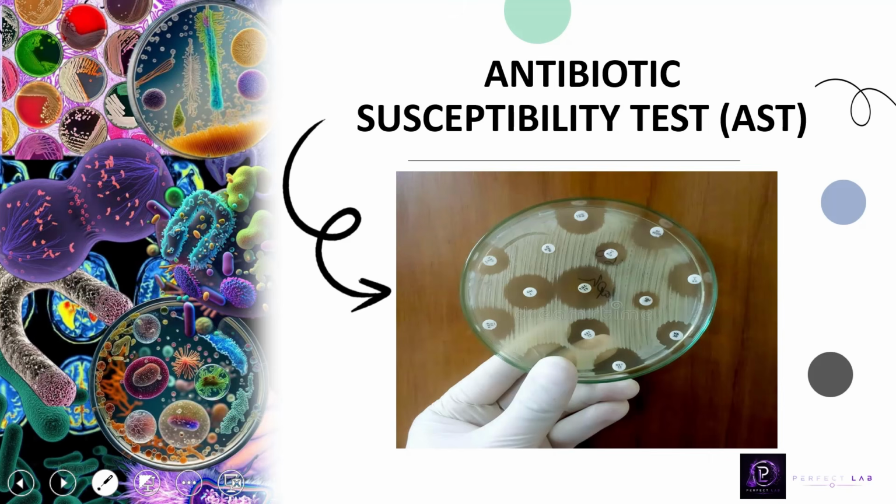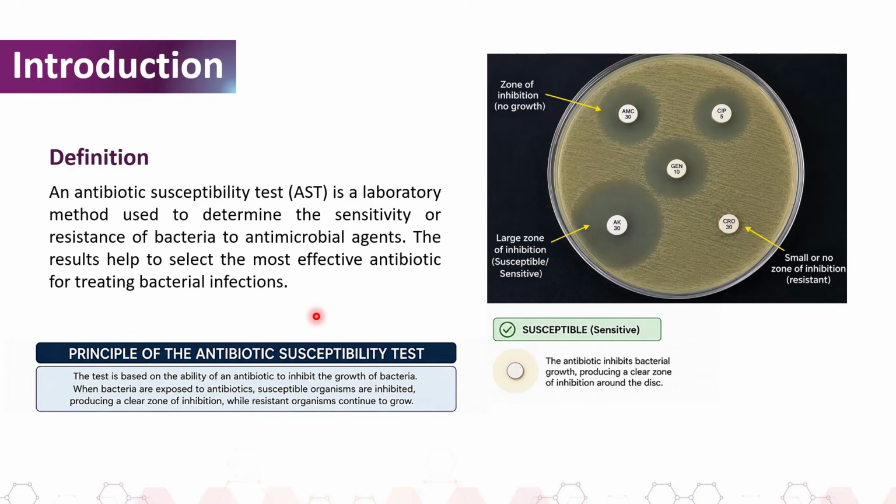So let's get started. The AST, or the antibiotic susceptibility test, is a laboratory method which is used to determine the sensitivity or the resistance of bacteria to antimicrobial agents. And the AST results basically help to select the most effective antibiotics for treating bacterial infections.